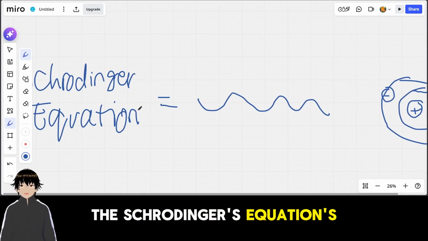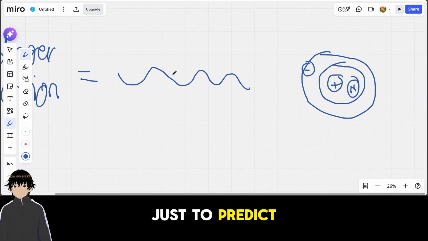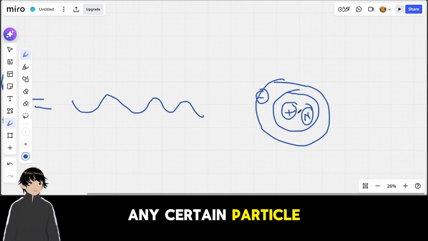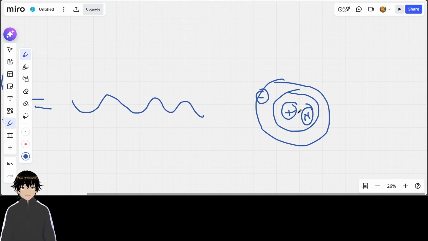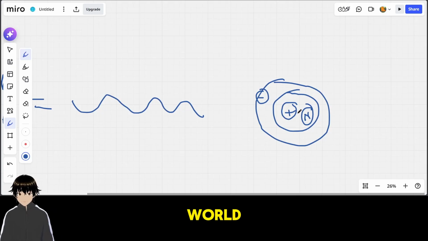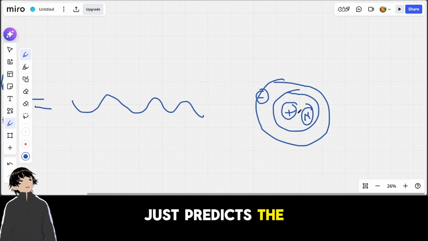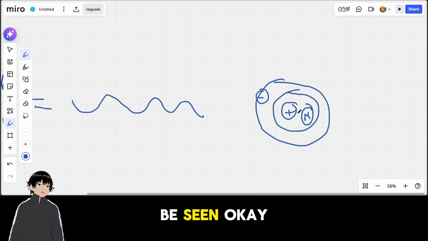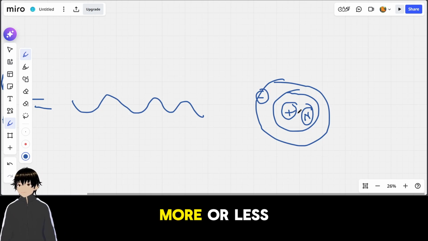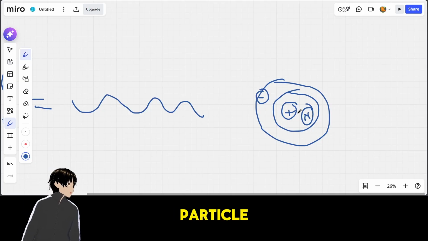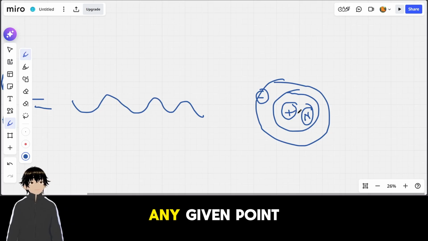So the Schrodinger equation's purpose is basically to predict the probabilities of this electron, or any single particle in an atomic world, of where that particle is going to be seen. So it's not really a guarantee, more or less just a probability. You're just predicting the probability of a certain particle's location at any given point in time.